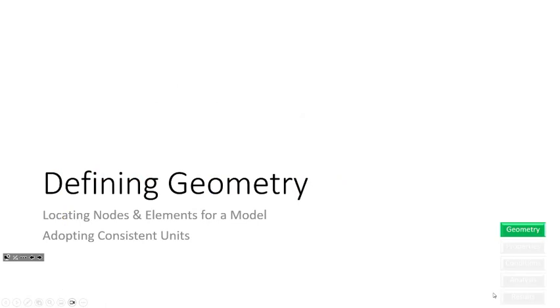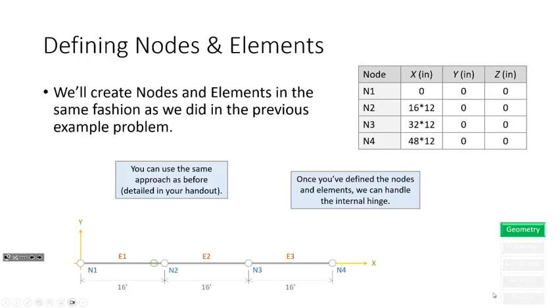Today, we're going to go in the same order that we did last time. And so the first thing that we're going to do is define the geometry. That should be pretty easy for this model because we don't have joints at all different locations, and we don't have members going from here to here and here to here. It's all pretty linear. But we do need to adopt consistent units.